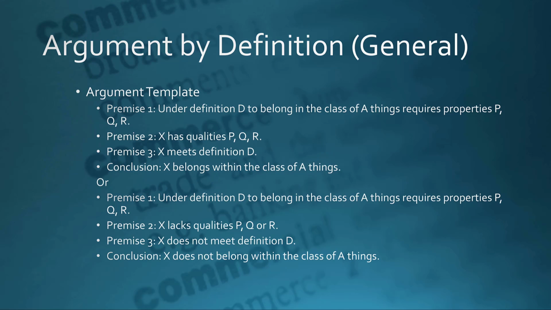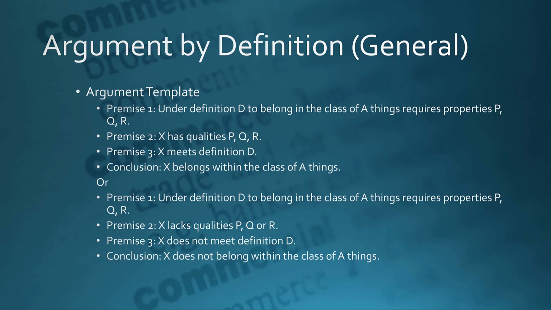So in terms of templates for it, again, essentially you'd be doing one of two things. Either using an argument by definition to say that something belongs within the class of the things defined, or the opposite, that it doesn't belong there. With the variables and logic keys, the layout would be this. The first premise, you would say that under definition D, to belong to the class of A things requires properties P, Q, and R.